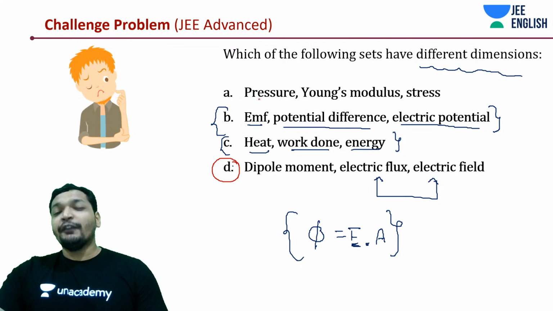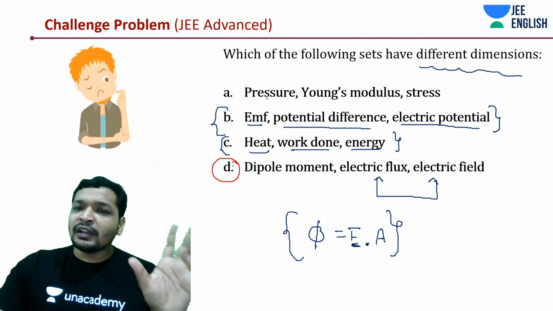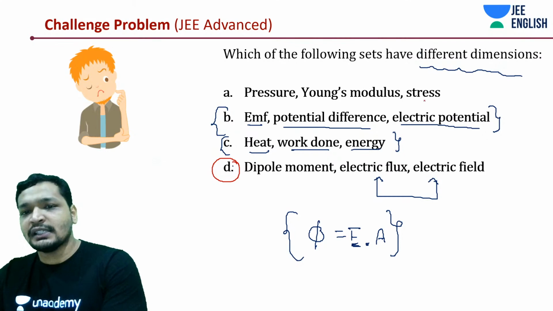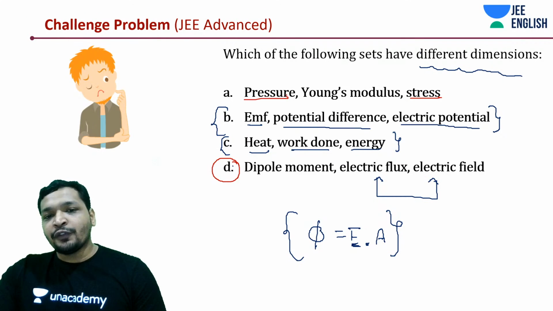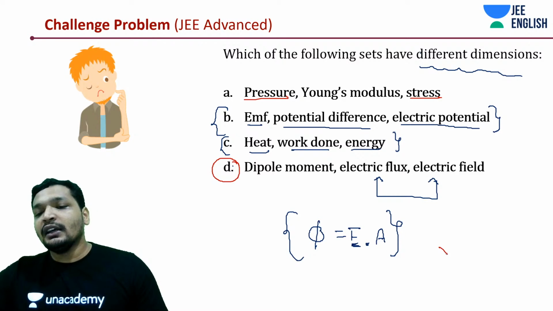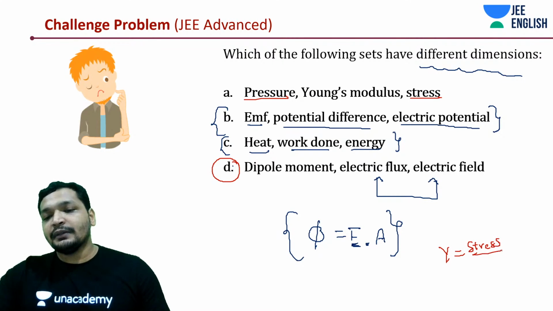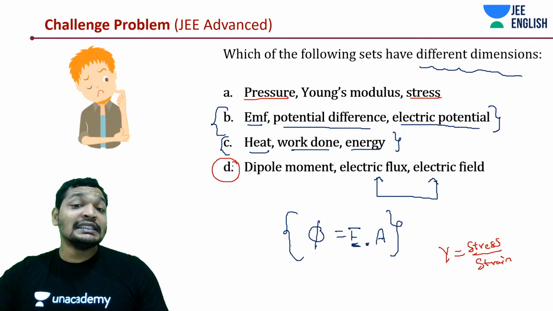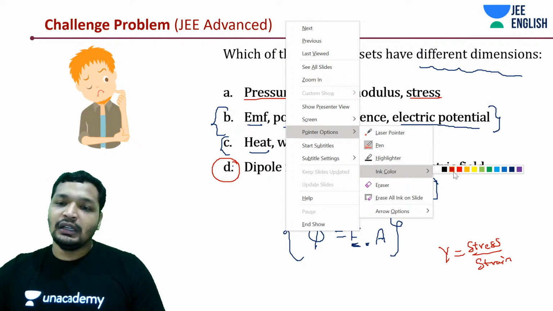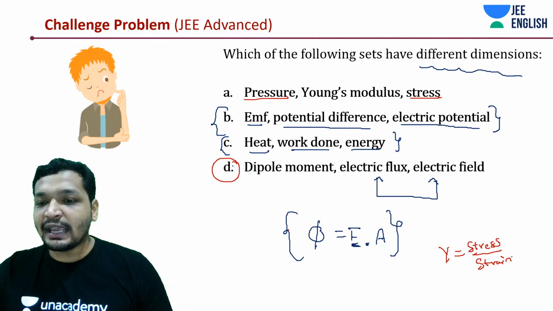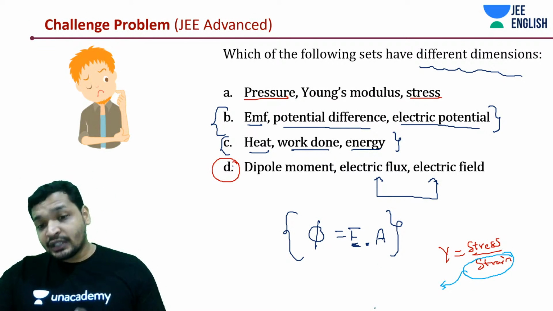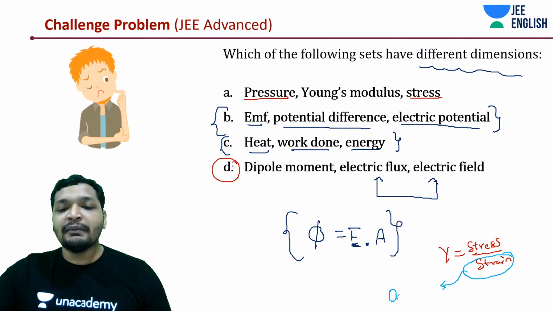But what about this? If it was multiple correct answer, what is Young's modulus? Stress by strain. What is stress? Depending upon the type of stress, it is either a shear force or basically force by area. Pressure is also force by area. What is Young's modulus? Stress by strain. Strain is dimensionless, change in length divided by length. So Young's modulus, stress and pressure have same dimensions.